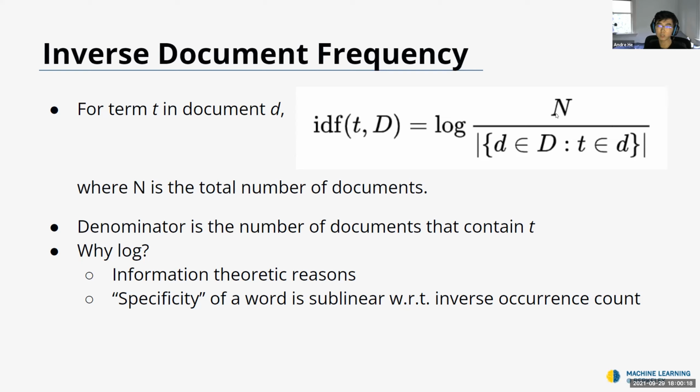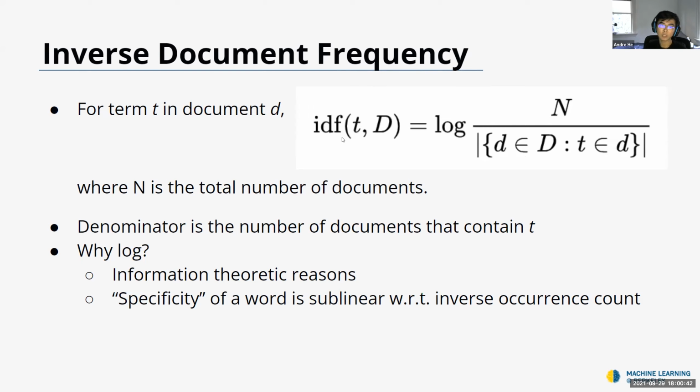So this is just the total number of documents over how many documents contain your term T. That's basically what you would call the inverse document frequency, but we also put a log in front of it. There are several reasons for this. The main one is just that it's worked better empirically. There are also some information theoretic reasons for having a log there.